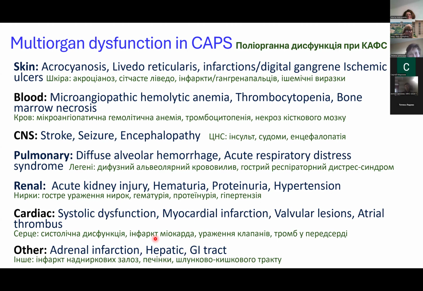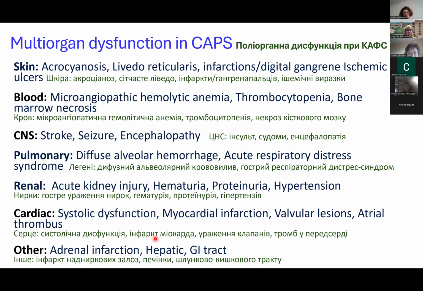So patients can also get acute kidney injury, hematuria, proteinuria, and usually associated with that, they'll get very high hypertension. So that sometimes can be the first indication that something's going wrong, as they develop difficult to control hypertension. Cardiac-wise, they can develop systolic dysfunction, myocardial infarctions, the valvular lesions we saw earlier, atrial thrombosis, and then you can basically infarct any other part of your body.